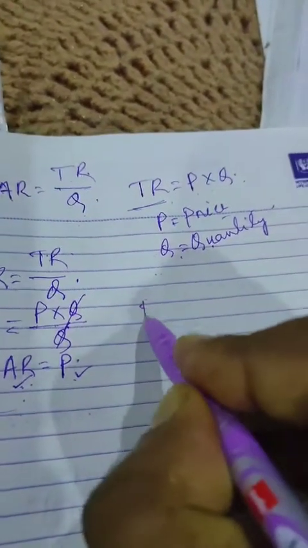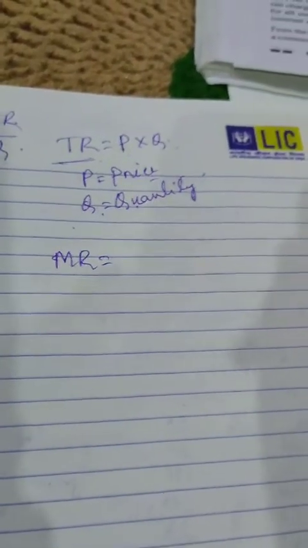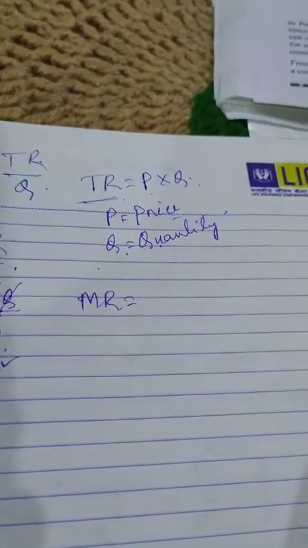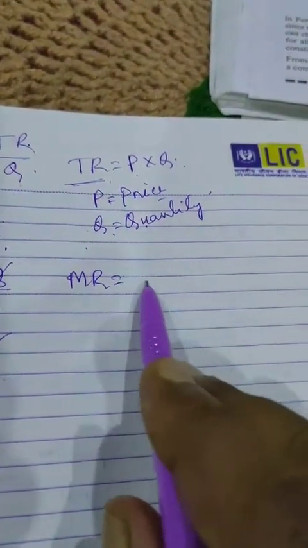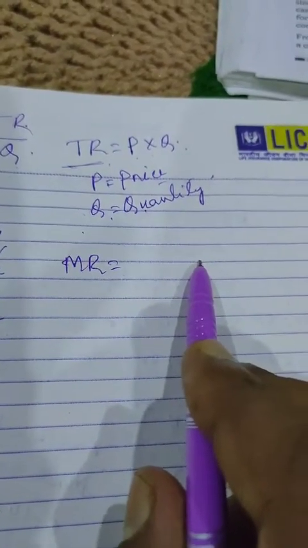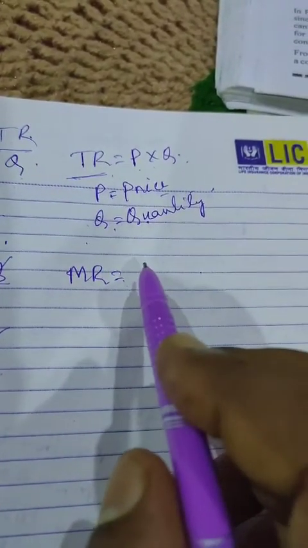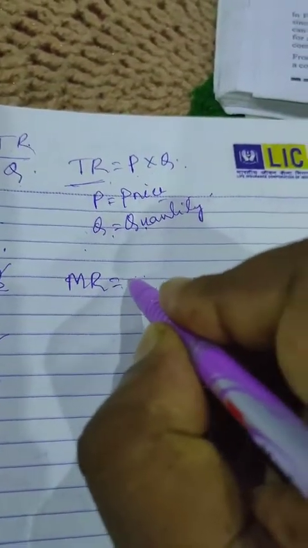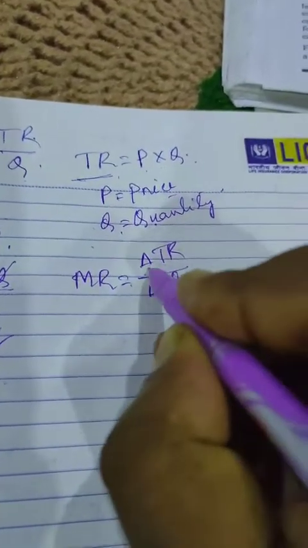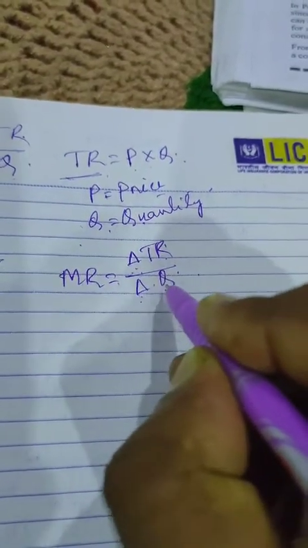Now we move to marginal revenue. You have the concept of marginal utility, I think, and marginal means the last or additional unit. The revenue we earn by selling the last unit of the commodity is called marginal revenue. That means it is the revenue of the additional unit of the product. There is a separate formula, delta TR by delta Q, where delta TR implies change in total revenue and delta Q implies change in quantity.